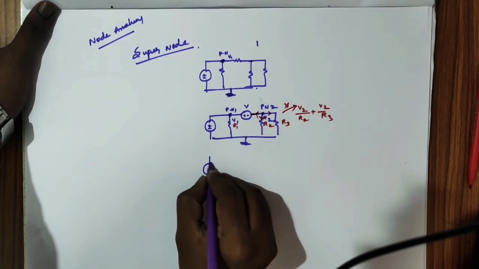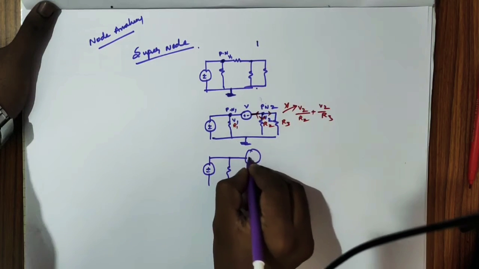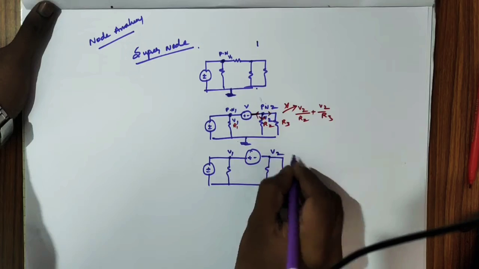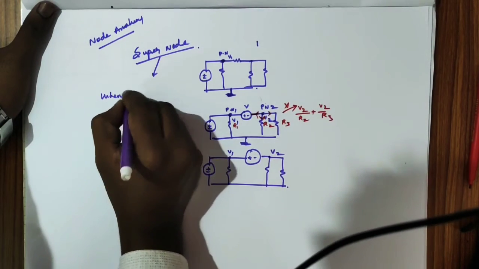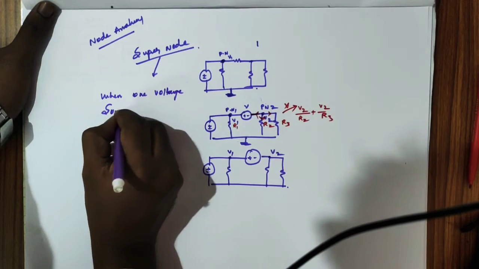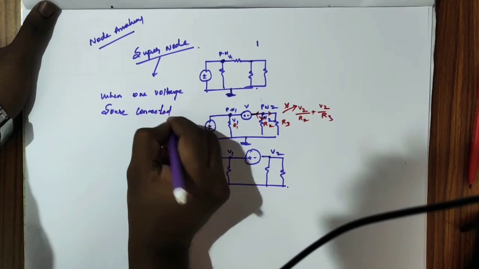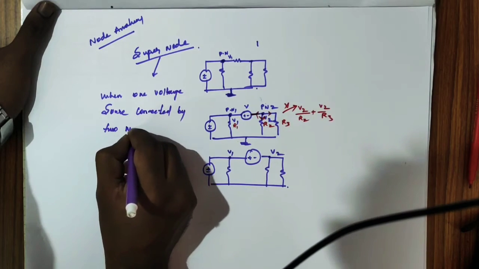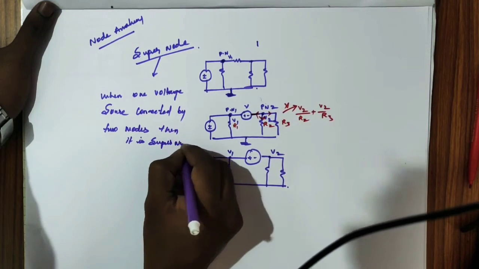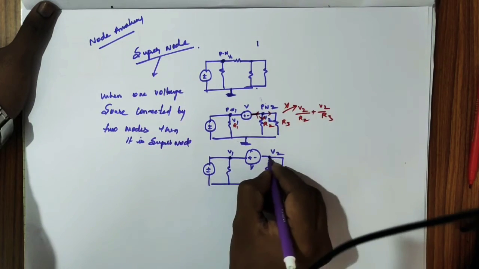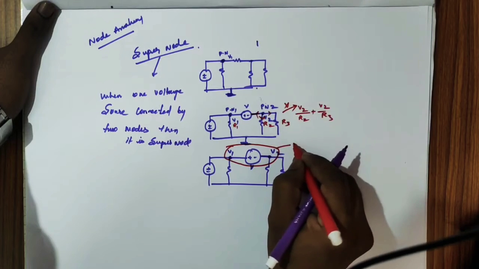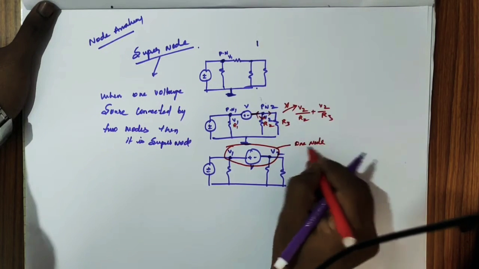In this type of circuit, you need to observe this: this is node 1, V1, and this is V2. A supernode means that when one voltage source is connected between two nodes, then it is a supernode. That means this voltage source is connected between two nodes, so the overall V1, voltage source and V2 come together as one node. That is called a supernode.